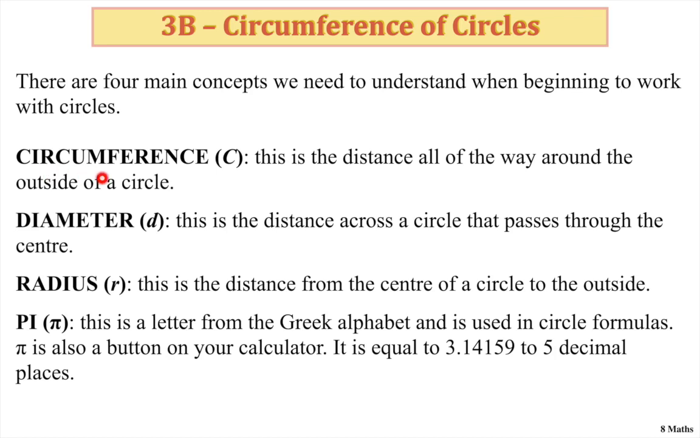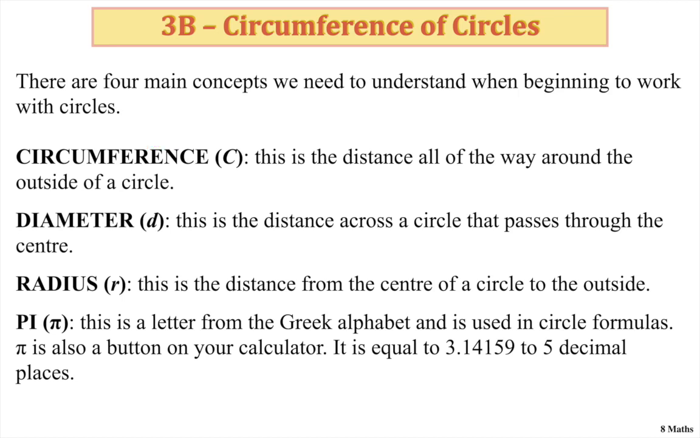The first thing is, what is circumference? Well, circumference is the distance all the way around the outside of a circle. It's also called the perimeter. But we don't normally refer to it as perimeter when it's a complete circle.